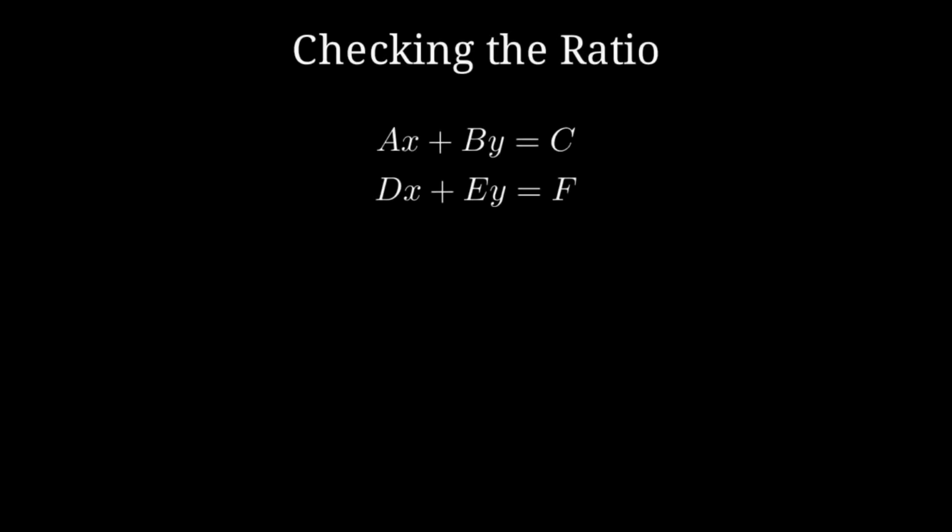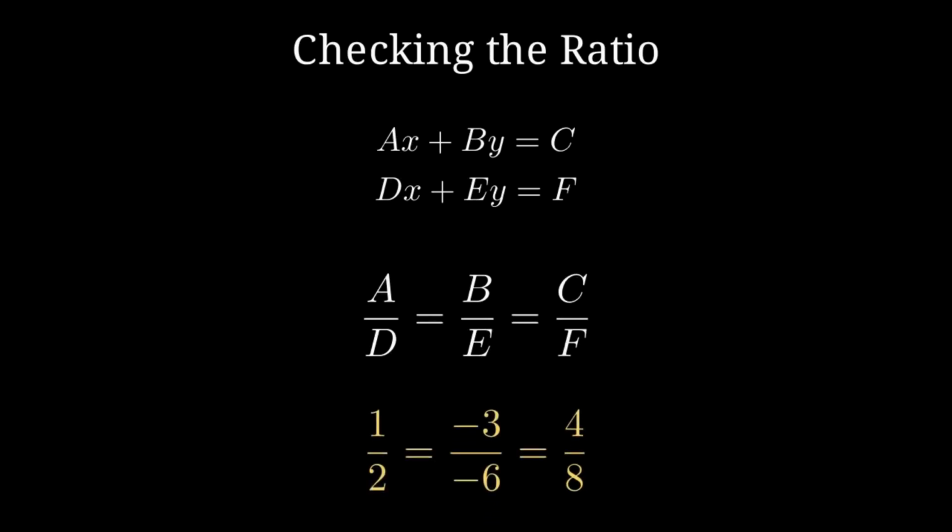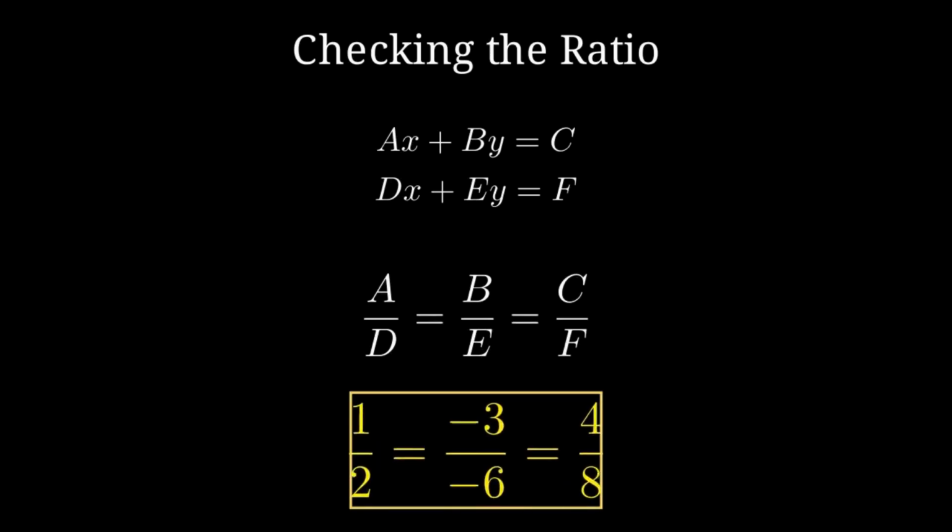A quick shortcut is to check the ratios of the coefficients. If the ratio of the x coefficients, y coefficients, and constants are all equal, you are looking at the same line expressed in two different ways.